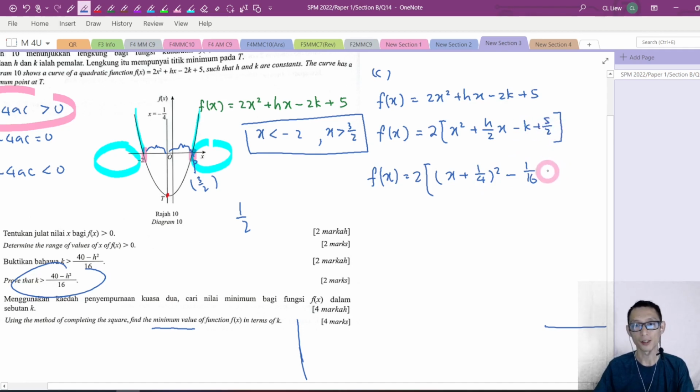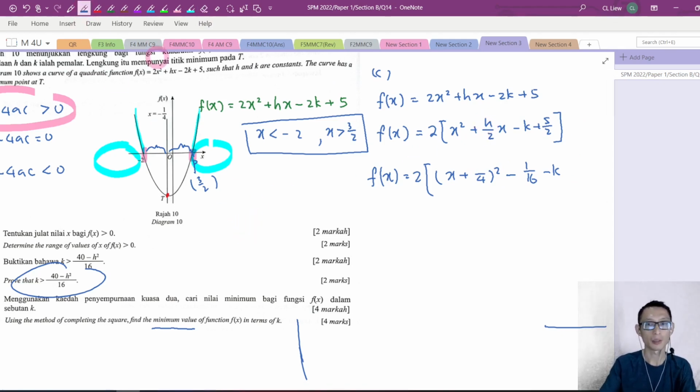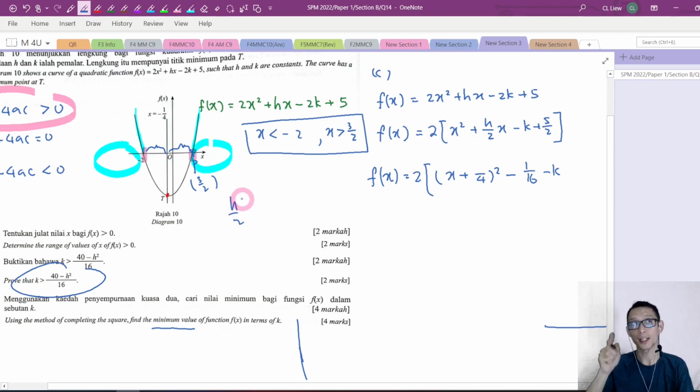And then don't forget to copy this whole thing. Oh, sorry, I forgot to write the h. This is h over 2. Let me double check. Okay, yes. This is h over 2. So h over 2 times 1 over 2, you will get h over 4. This is h over 4. Is that correct? Let me see. Yes, correct. Okay, minus h squared over this square, you get 16. And then don't forget to copy this whole thing.